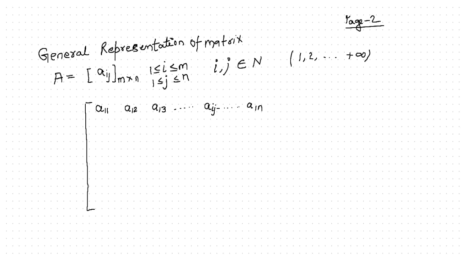Now similarly in the second row, this is the second row, first column A21, A22, A23, again A2j, and A2n.